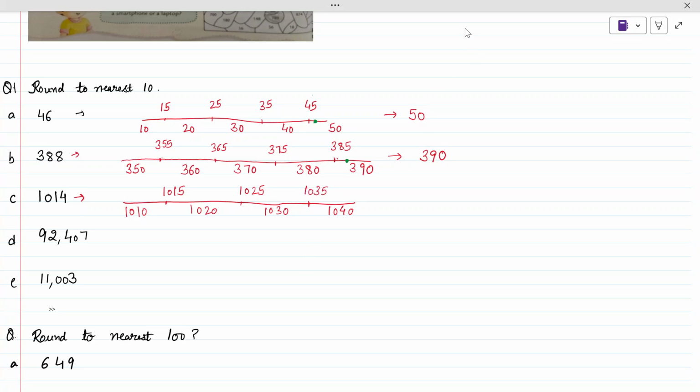Right? Now let us plot the number. अब हम नंबर प्लॉट करते हैं. 1014 कहाँ होगा? It will be somewhere here, यहाँ पे.